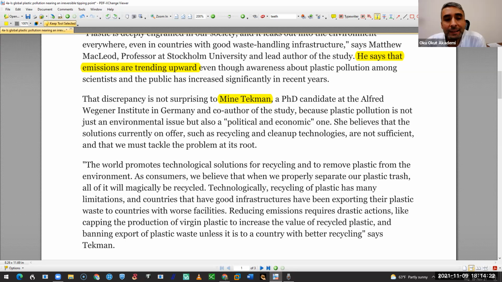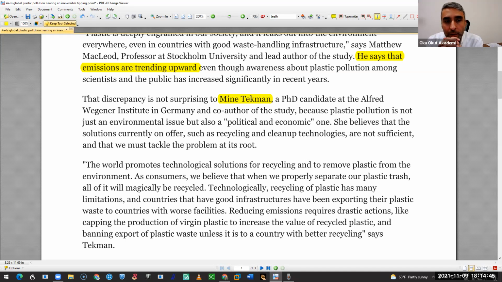What is discrepancy? Incoherent. What did you say, Bilal? Incoherent. Incoherence, you say. Incoherent, tutarsız. Okay, incoherence or inconsistency between two things, difference between two things, right?